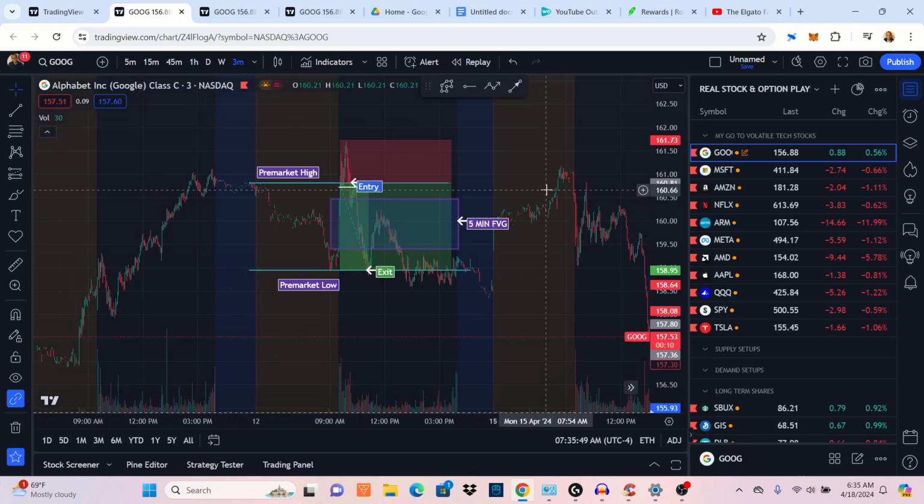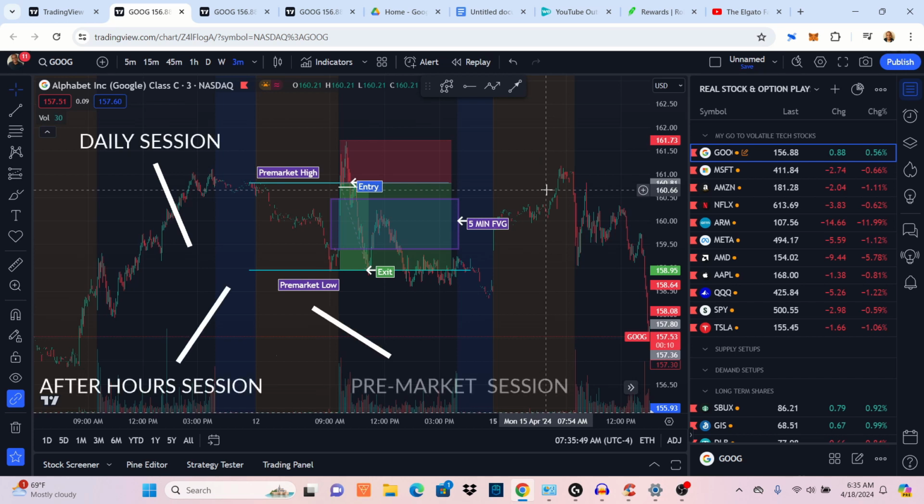Now, the first step of understanding this pre-market buy-side liquidity grab is to understand the concept. The concept is pretty simple. When you go into your chart, you will typically have a zone that looks similar to this. You'll have a light blue or dark blue area, dark orange, and then just the regular black. These represent sessions. This is the daily session. This is the after hour session. And this, which is the main focus of the video, is the pre-market session.